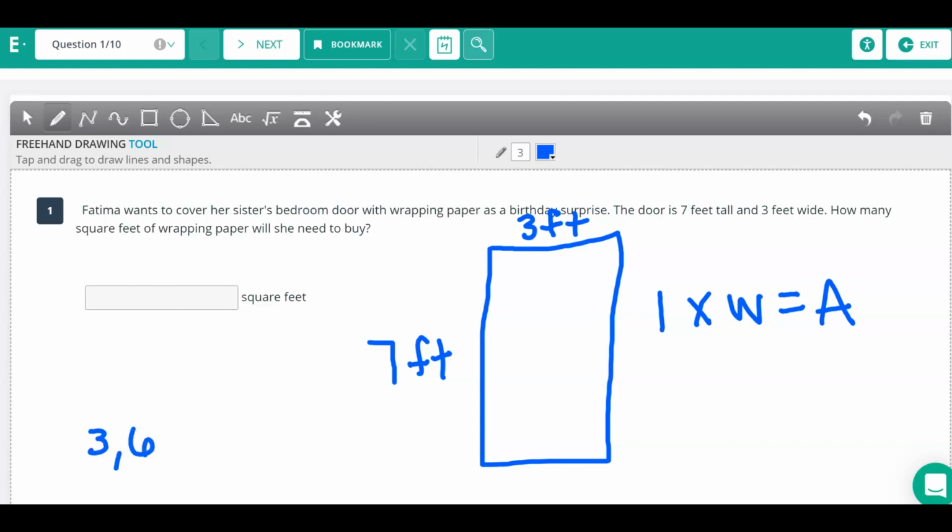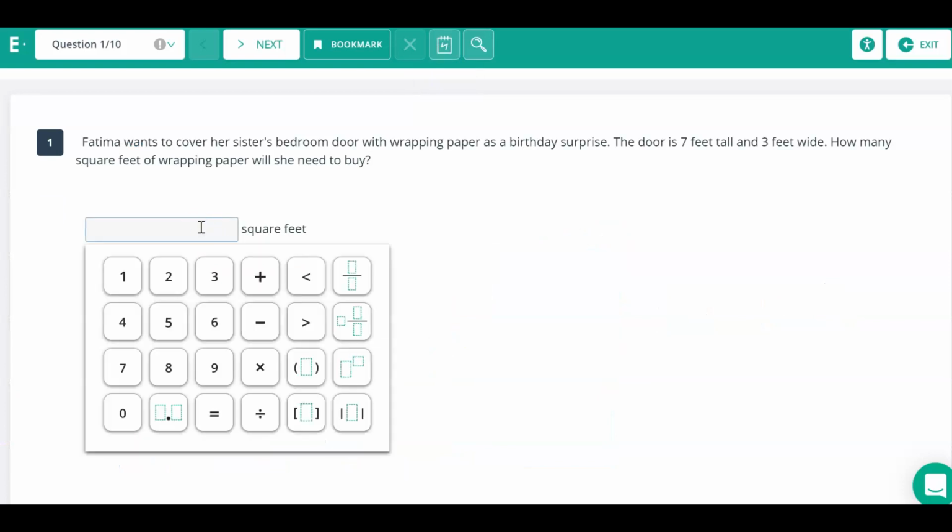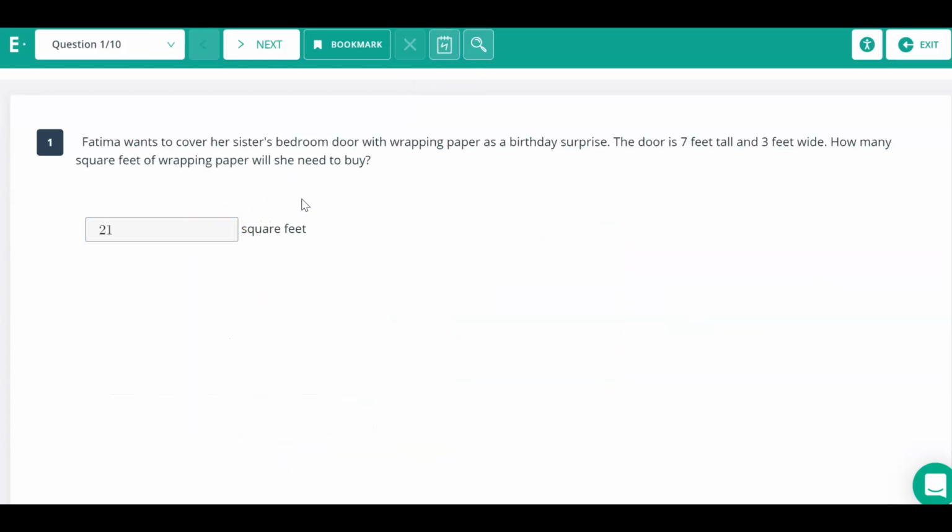3, 6, 9, 12, 15, 18. So that's 1, 2, 3, 4, 5, 6. One more, 21. The area, the inside of the door, would be 21 square feet. Pause the video now if you need more time to write this out. Then click on the notepad and we'll write 21 for the square feet.